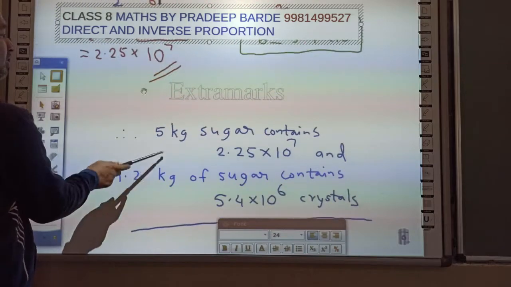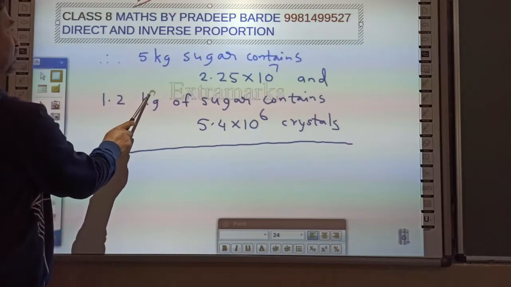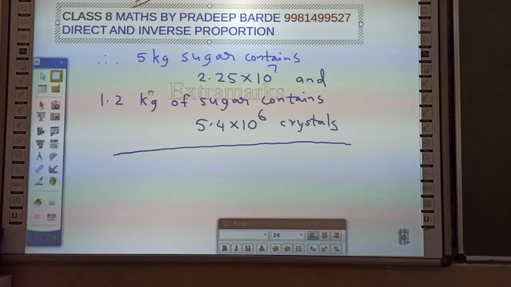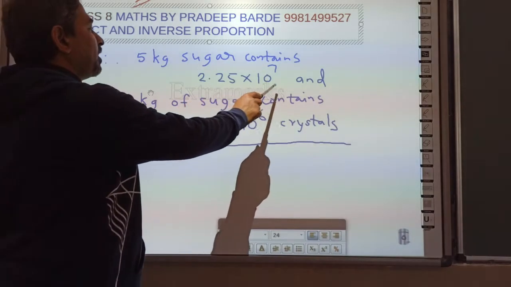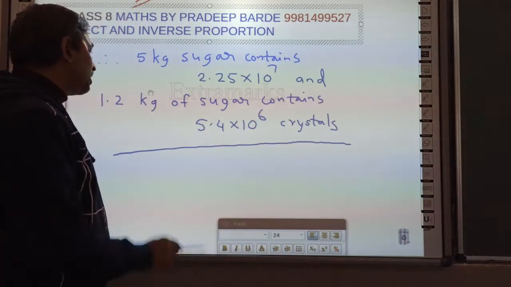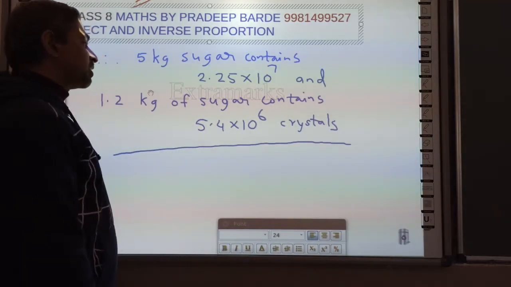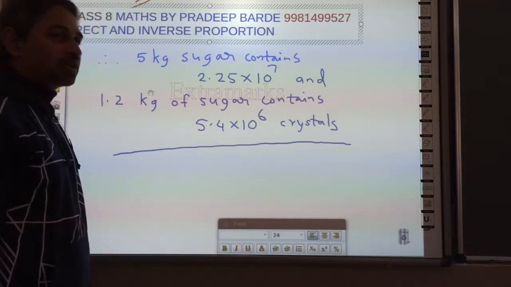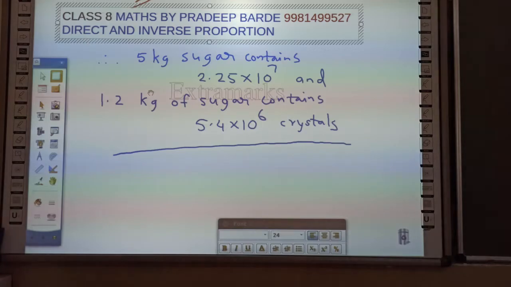Finally, we would write the answer like this: therefore 5 kg of sugar contains 2.25 into 10 raised to the power 7 and 1.2 kg of sugar contains 5.4 into 10 raised to the power 6 crystals.